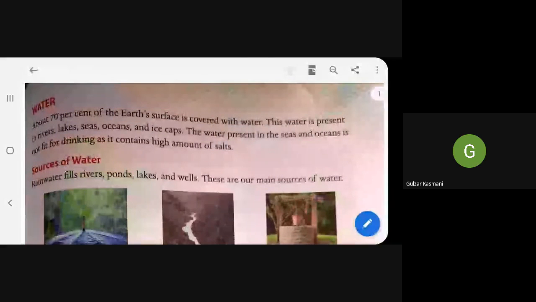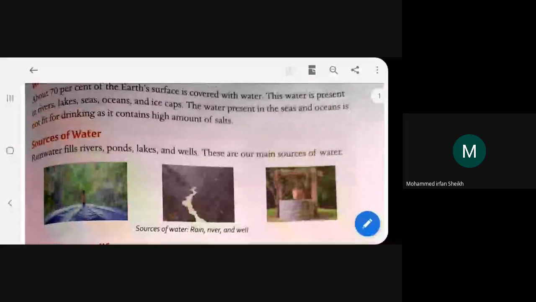Then the topic which we had learned yesterday was water. So in water, what had we learned? How many percent of the earth is covered with water? 70 percent. Yes, 70% of the earth surface is covered with water. And now, which are the sources of water? Rivers, ponds, lakes, oceans, very nice. And the main source of water is rain.